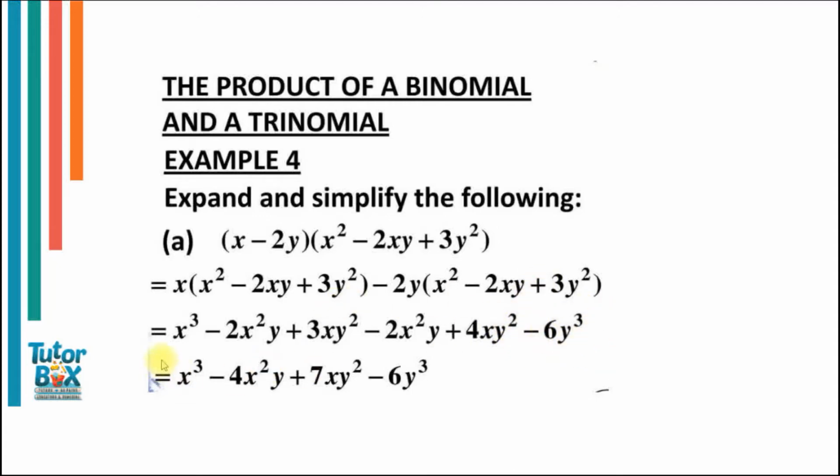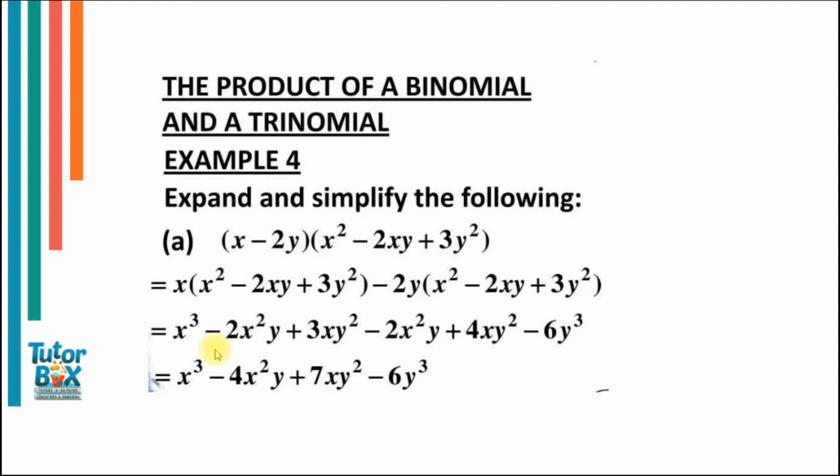Okay, and then you can use your highlighters, right? So you have the x cubed there. Do we have another x cubed? Nope, I don't see any. And then we have the 2x squared y. Is there another 2x squared y? Yep, I see it over there. And then we have the 3xy squared and the 4xy squared together. And then the minus 6y cubed is by itself.